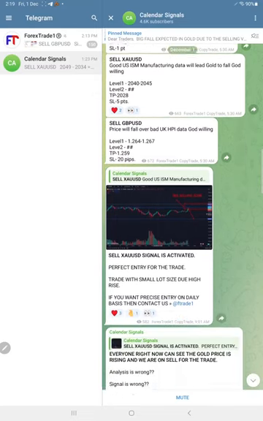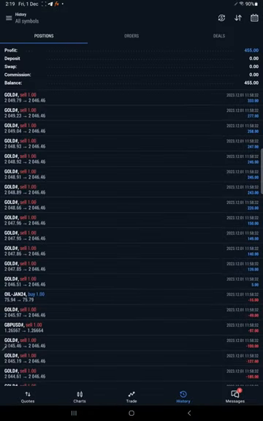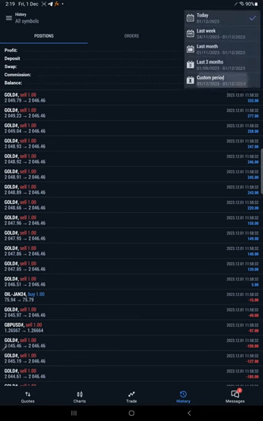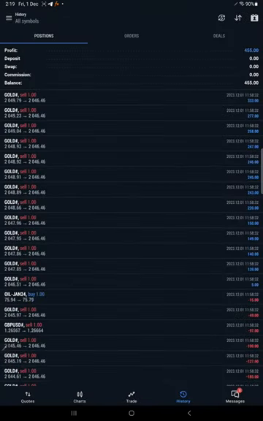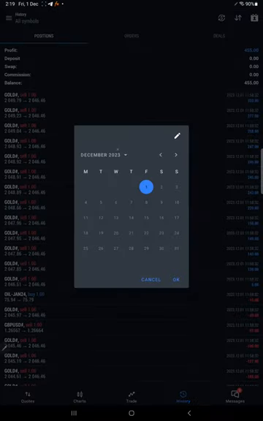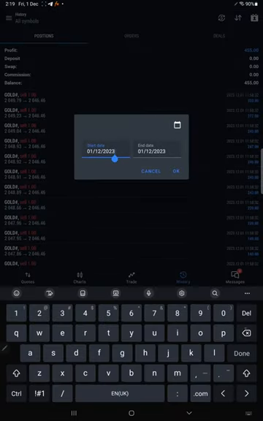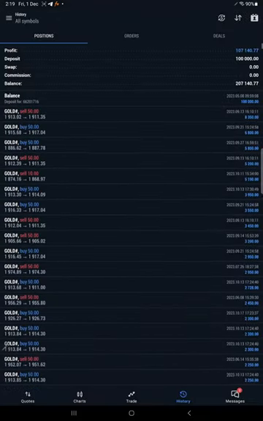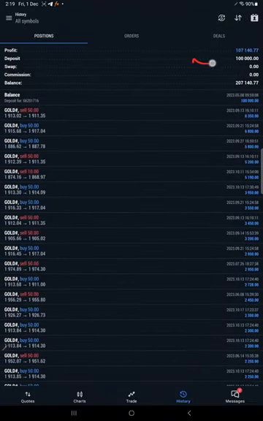And here is the MT5 terminal where we trade as per our calendar signals. Today's profit is $455, and you can see today's trades all are 1st of December, and in this account overall profit is here. Let me show you that. See, more than 100% profit we already made. Started with $100,000, and already $107,140 profit made.